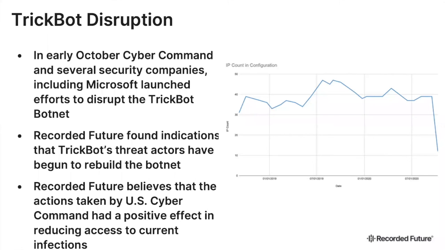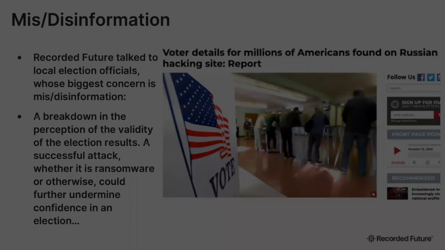In early October, Cyber Command and several security companies led by Microsoft launched efforts to disrupt the TrickBot botnet. So we know that they've already rebuilt a bunch of that botnet. However, what we did see is that a number of the victims that were infected prior to the disruption were no longer able to communicate with the command and control infrastructure, and that's really good. So what we think happened is there are a number of state and local governments that have been infected with TrickBot, and TrickBot generally leads to the Ryuk ransomware being installed. Again, that's what we're seeing with the healthcare providers over the last few days. And what we think happened is this activity disrupted the ability of existing victims to communicate with command and control infrastructure, which means that the attackers lost that access. And that's, again, really important because it keeps them safe. This is really, really important.